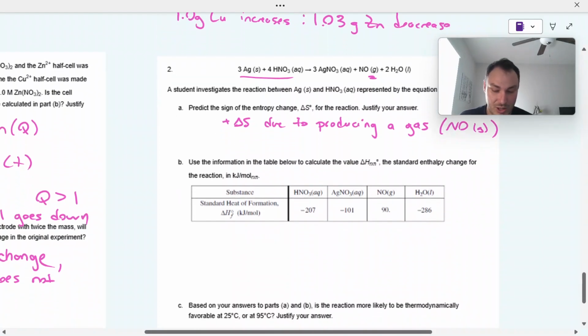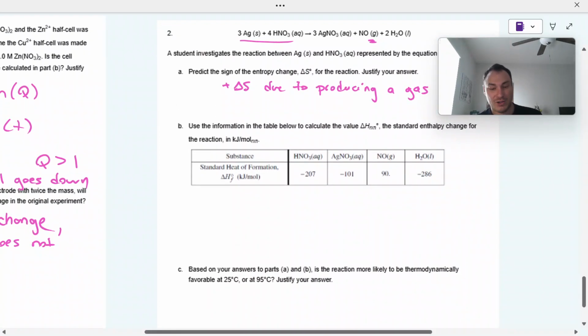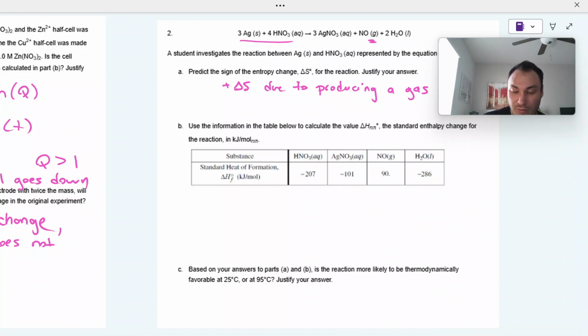Using the information in the table below, calculate the value of the enthalpy of the reaction in kilojoules per mole. We're given a table of enthalpies of formation. Whenever we're given a table of enthalpy of formation or standard entropies or absolute entropies, you should be thinking products minus reactants, and that is what we're going to do here. The enthalpy of the reaction is equal to the sum of the enthalpy of formation of the products minus the sum of the enthalpy of formation of the reactants.